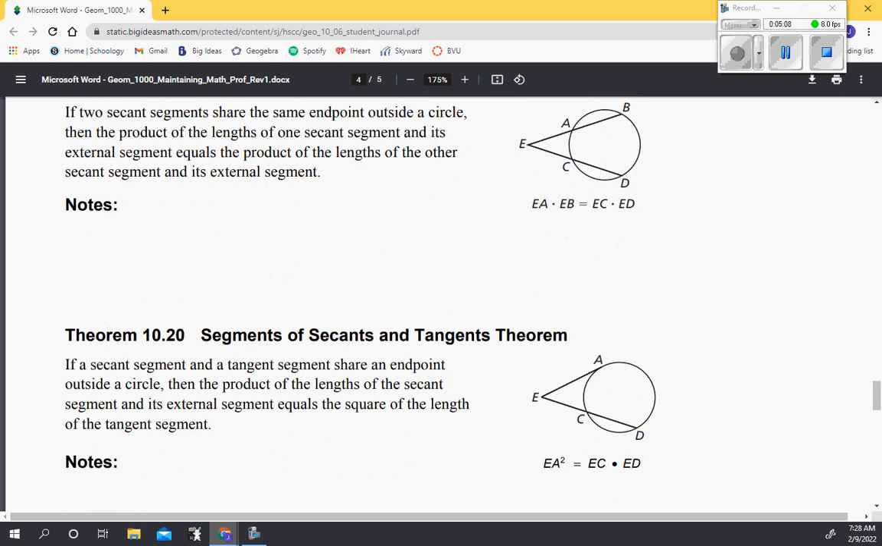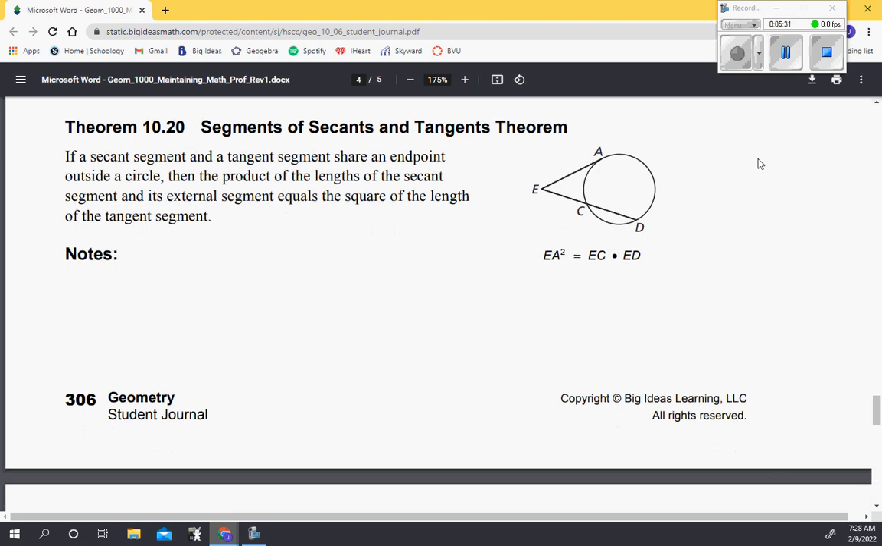Look at the difference between these two drawings. Notice we have a secant segment here in both. And in this next one, we only have one secant, and we actually have a tangent segment here. So that's our difference. We have a slightly different formula. Again, we're starting at E. EA squared, we have to multiply EA twice, is equal to, and the other is just the same, EC times ED.